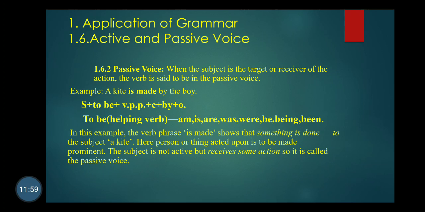In this example, the verb phrase 'is made' shows that something is done to the subject. A kite is made. Here the person or thing acted upon is made prominent. The subject is not active, but receives some action. Subject is not active, action is active, action is important, so it is called passive voice.